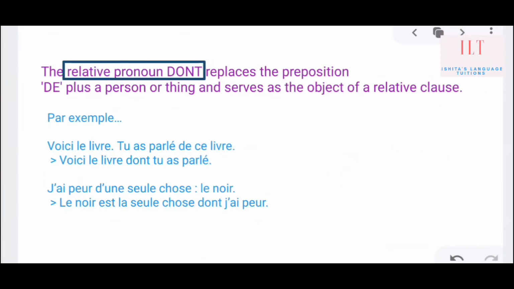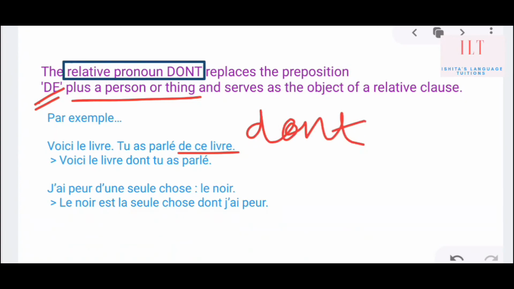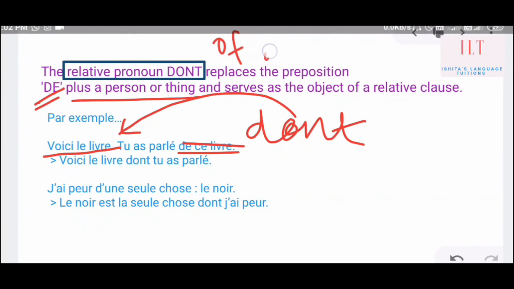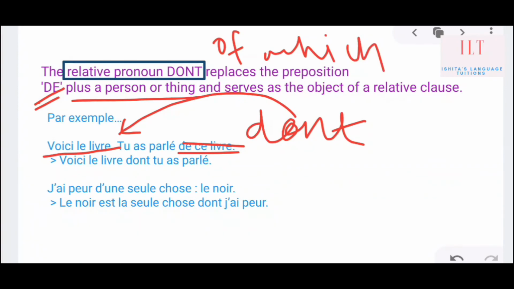And finally, moving on to the last relative pronoun, dont replaces the preposition de. It simply replaces the preposition de plus a person or thing and serves as the object of the relative clause. Par exemple, voici le livre, tu as parlé de ce livre. So de is there and a thing is there. So de ce livre will be replaced with dont. The answer will be voici le livre dont tu as parlé. And this will be cancelled. Dont is nothing but of which. In English, of which. So here is the book of which you were talking about.